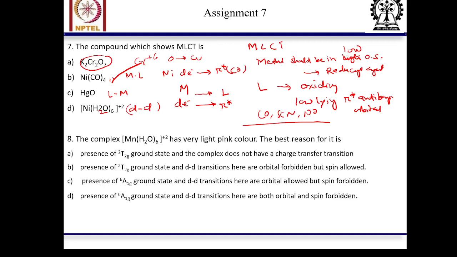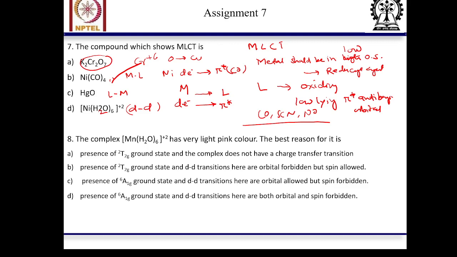The complex Mn(H2O)6 2+ has very light pink color. The reason is: presence of 2T2g ground state and the complex does not have charge transfer transition; or presence of 2T2g ground state and d-d transitions are orbital forbidden but spin allowed; or presence of 6A1g ground state and d-d transitions are orbital allowed but spin forbidden; or presence of 6A1g ground state and d-d transitions are both spin forbidden. So what is the reason?